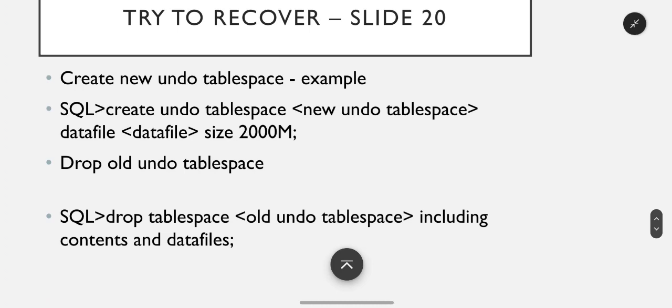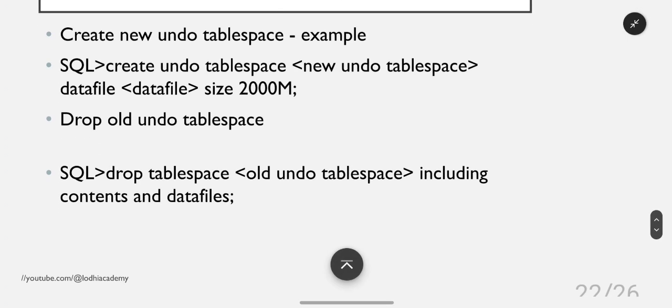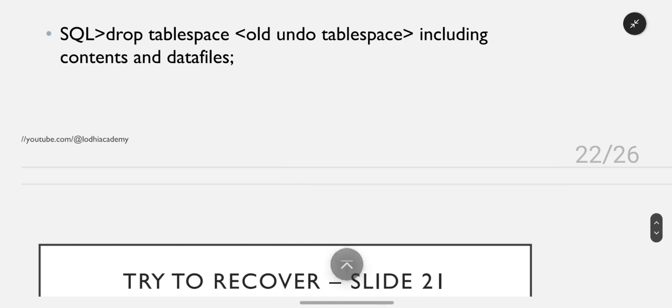Create a new undo tablespace. Example: create undo tablespace, mention the new undo tablespace name, then datafile and mention the datafile name, and then size. 2000M means around 2 GB, or any size you want. Drop the old undo tablespace, like drop tablespace, mention the old undo tablespace name, including contents and datafiles. So datafiles will also be dropped automatically, otherwise you have to go and delete the files from the operating system.